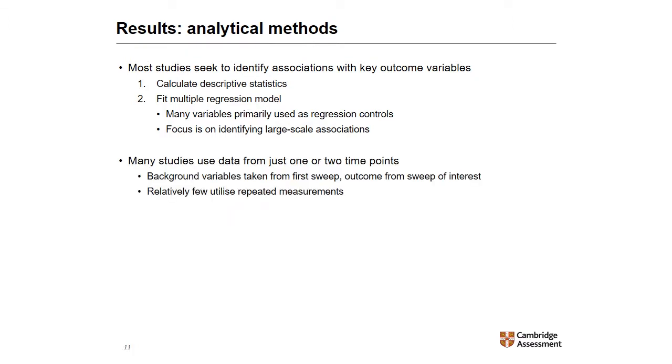Related to this, many of the studies use data from just one or two time points. So they would take the background variables from the first sweep, and then the outcome variable from the age of interest, and use those in their regressions. Again, this is similar to how we would analyse an administrative dataset or a single survey. So not too many studies utilise the fact that there are going to be some variables that are measured again and again and again for the same people.